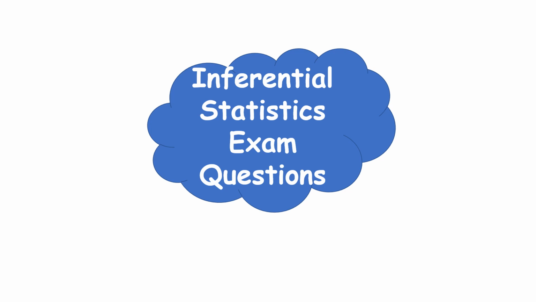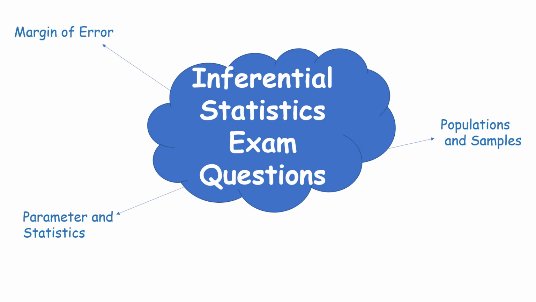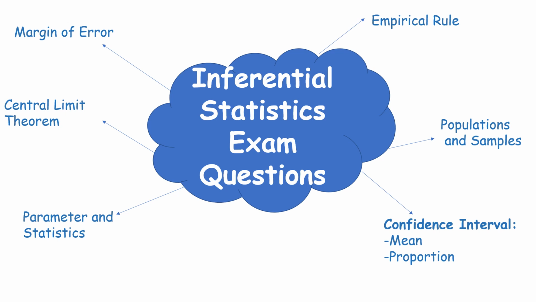As part of inferential statistics exam questions, we can be asked about populations and samples, the margin of error, parameter versus the statistic, central limit theorem, the empirical rule, and confidence intervals. We have two that we need to know for higher level: the first one is confidence interval of the mean, and confidence interval of the proportion is our second one. We will look at hypothesis testing, and finally we will look at p-value.